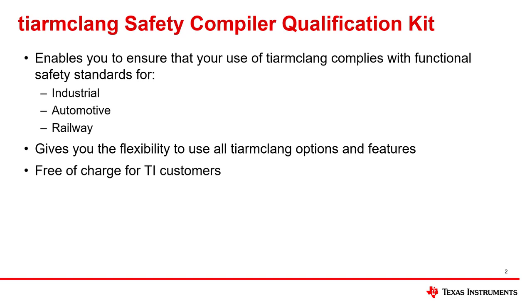So the Safety Compiler Qualification Kit is for those of you working on projects where functional safety is very important. What it does is it enables you to ensure that your use of the TI-ARM-Clang compiler complies with functional safety standards for industrial, automotive, and railway applications. It gives you the flexibility to use all of the features and all of the options that TI-ARM-Clang supplies however it comes. There are no limitations imposed on how you use the compiler, as may be the case with other similar kits. It's free of charge for all TI customers and it's available right now.